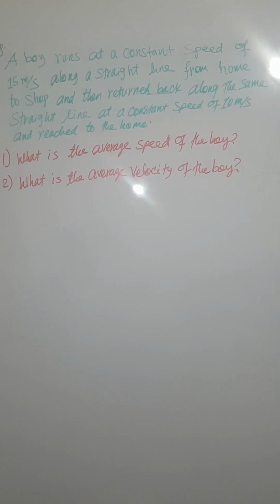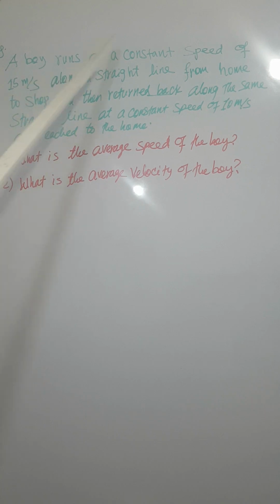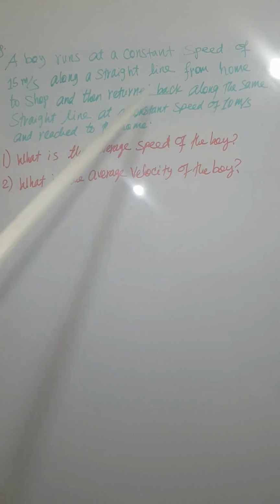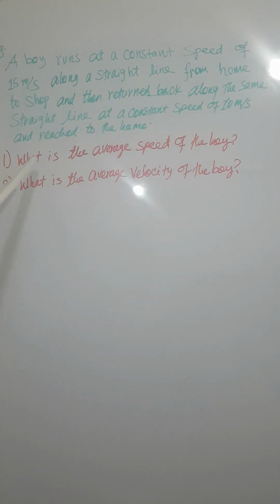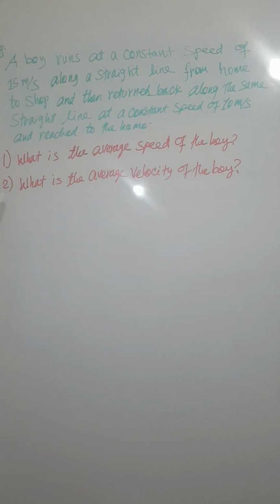Now here we have an example. A ball runs at a constant speed of 15 meters per second along a straight line from home to shop, and then returned back along the same straight line at a constant speed of 10 meters per second and reached the home. The first question is, what is the average speed of the boy? And the second, what is the average velocity of the boy?